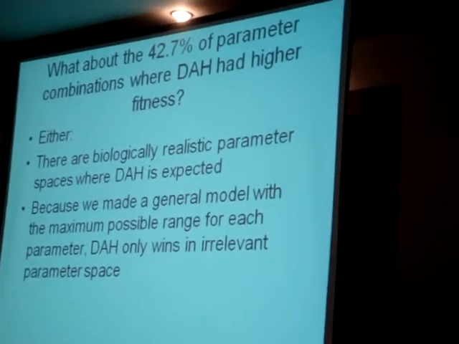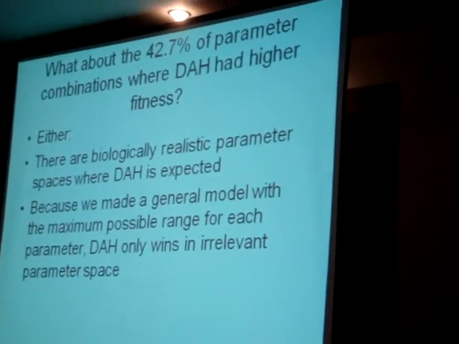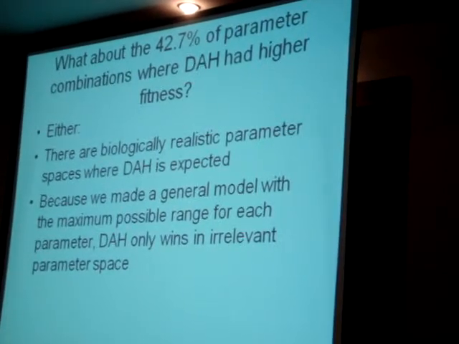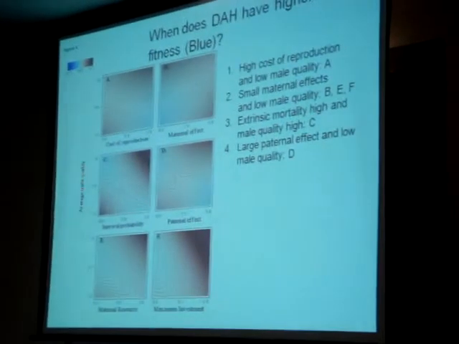What about the 42.7% of the parameter combinations where differential allocation has a higher fitness? Either those are biologically realistic parameter spaces, or, because we made this a general model with a maximum possible range of parameters, differential allocation could only win in a bogus, irrelevant parameter space. So this is how we tried to evaluate that.